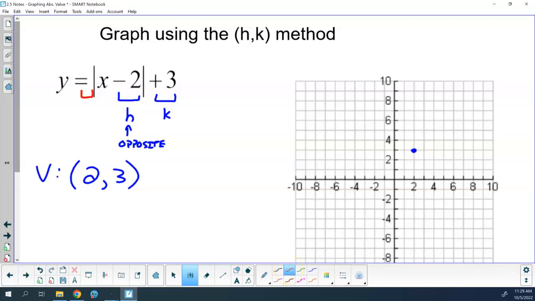Then, this number out in front here is my right side slope. If nothing's written there, then we're just assuming it to be 1. So my right side slope is +1. So that is up 1, right 1. Up 1, right 1, up 1, right 1, all the way through.